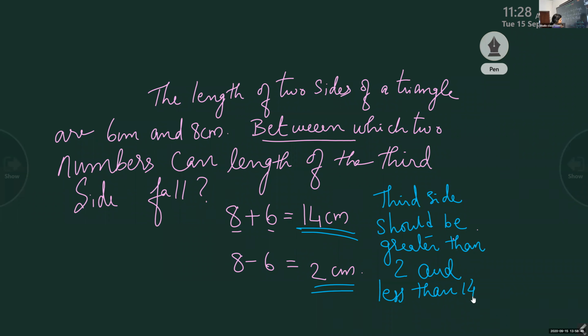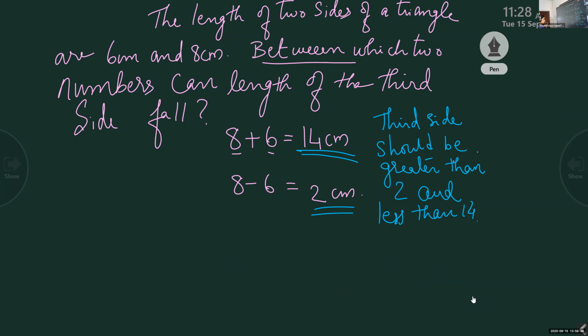That is the condition. What is the question? Between which two numbers can the length of the third side fall? So the third side should be greater than 2 and less than 14. That is the question. It is a very good question.